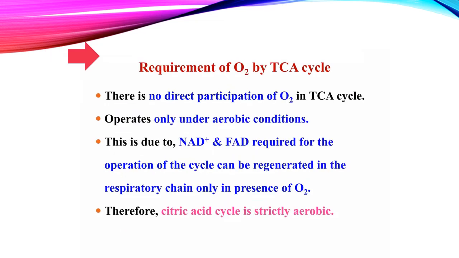Students, we have to understand that there is no direct participation of oxygen in the TCA cycle, but the TCA cycle operates only under aerobic conditions. This is because the NAD plus and FAD required for the operation of this cycle can be generated in the respiratory chain only in the presence of oxygen. Therefore, the citric acid cycle is strictly aerobic.